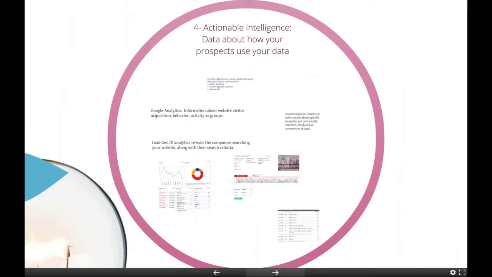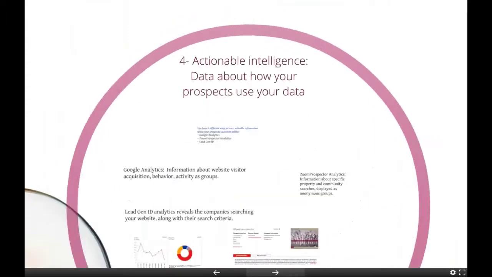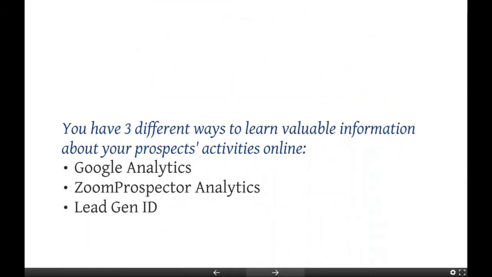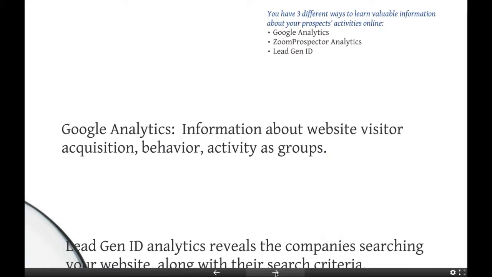So let's talk about how you can use data, the actionable intelligence, the metadata, the data about your data. There are 3 different ways that you can learn valuable information about what your prospects, your website visitors, are doing online. The first one will be pretty obvious to most of you if you've spent time in marketing, is Google Analytics. That is free on every single website. You should never, ever have to pay for access to Google Analytics. It gives you information about website visitor behavior, about how you acquire those visitors, how they find your website, and basically what website visitors are doing on your web page.